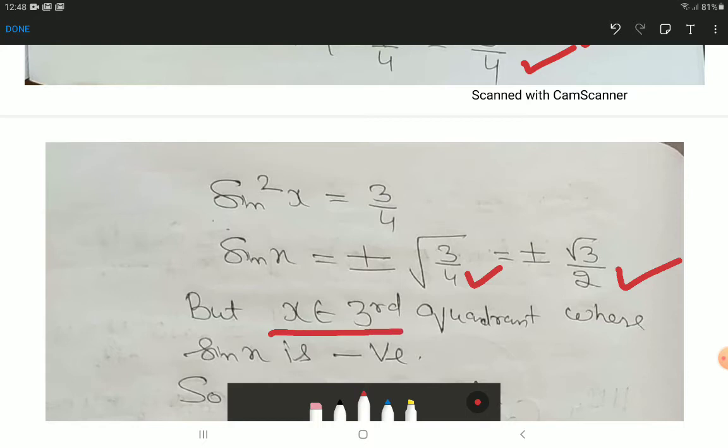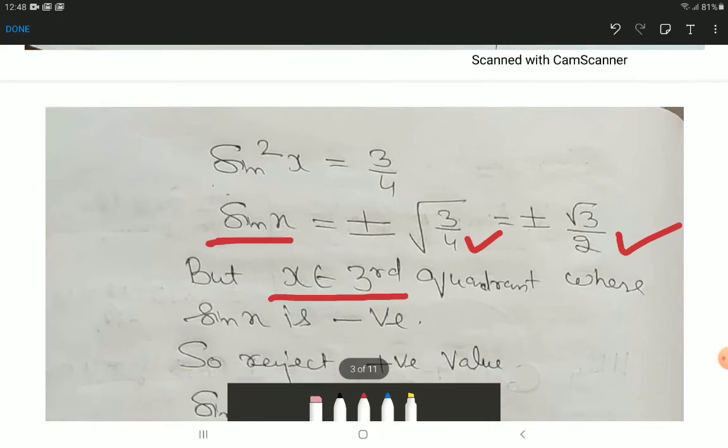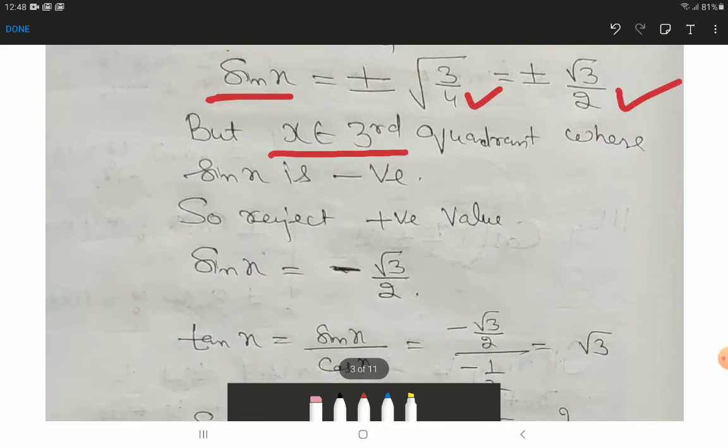But x belongs to the third quadrant. Do you know, in the third quadrant, is sin x positive or negative? Remember the rule: Add Sugar To Coffee. In the third quadrant, it comes 'T', T for tangent. It means in the third quadrant, tan theta is positive and the rest of the trigonometric ratios are negative. So sin x should be negative, because x belongs to the third quadrant, it is given to us. So sin x will be negative, so we will reject the positive value. So sin x will become minus root 3 by 2.